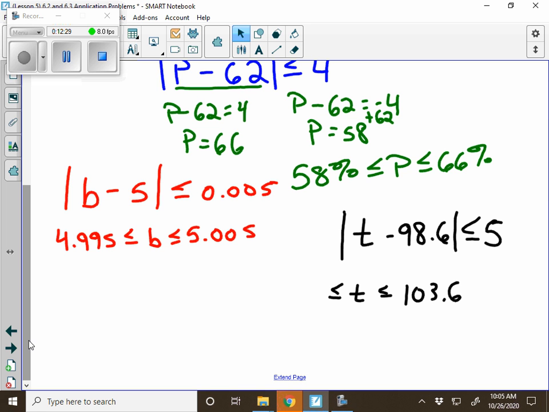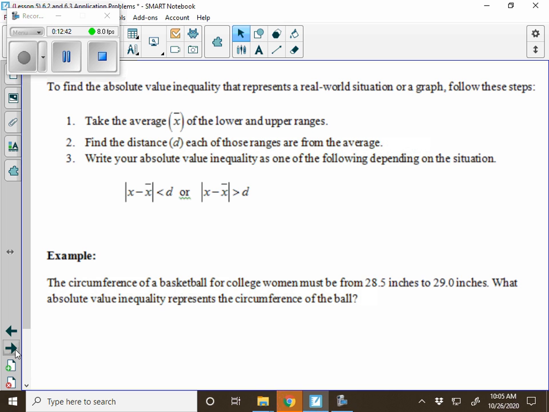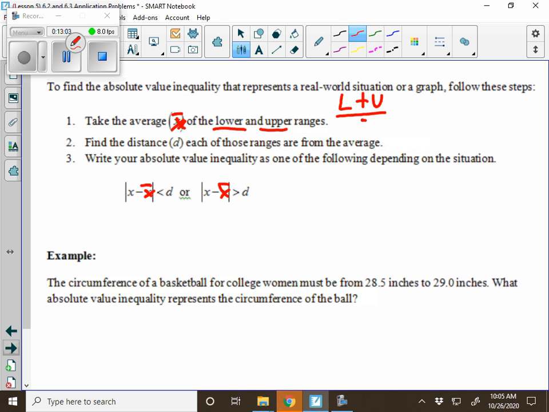But this is all tolerance. Feel like we understand? Remember, your tolerance is outside that absolute value sign. That's how we get the positive and negative of that. Pretty much the same here, we're just going to try to follow a formula. We take the average of our lower and upper ranges. That's how we find this red X. It's going to be lower plus upper divided by 2. That's going to be our average.